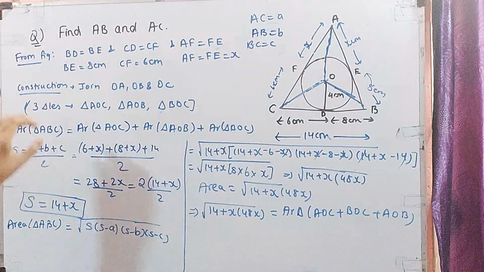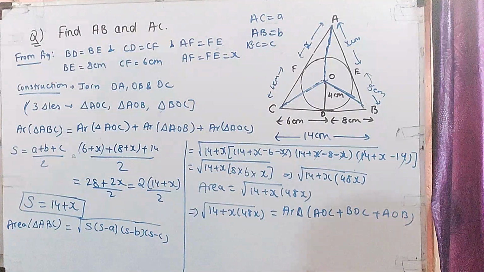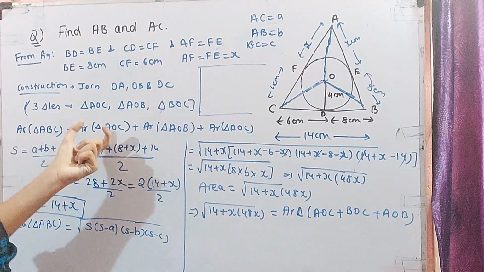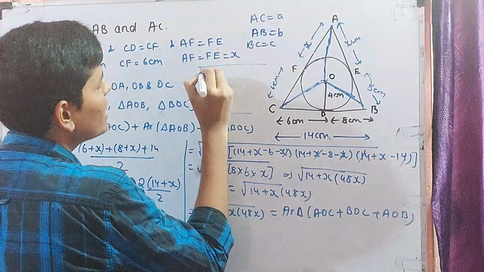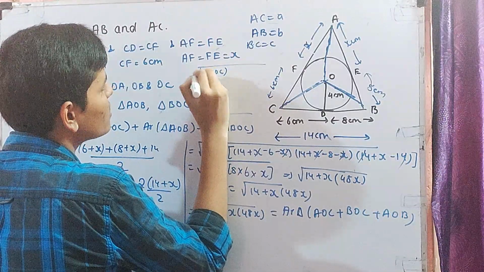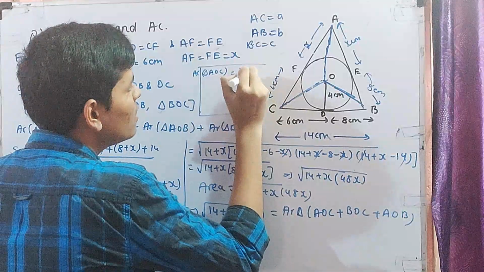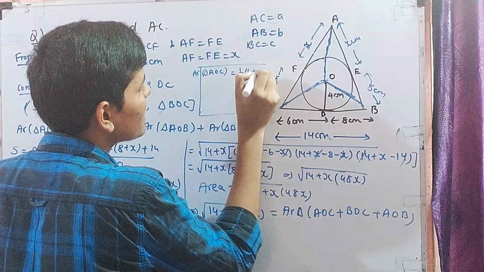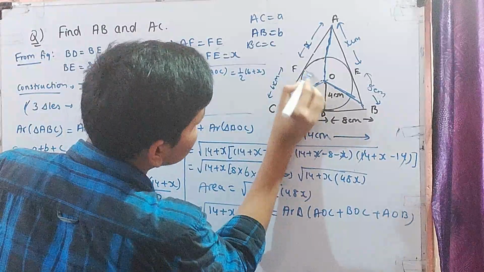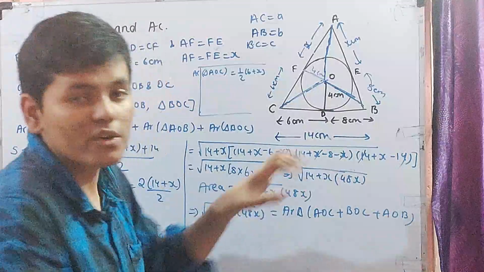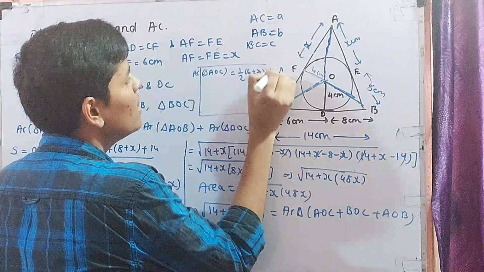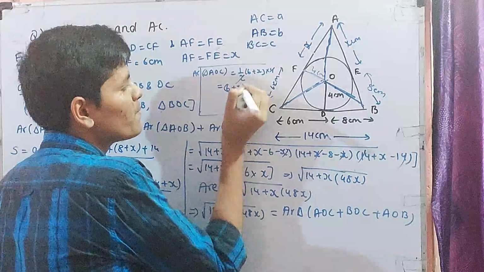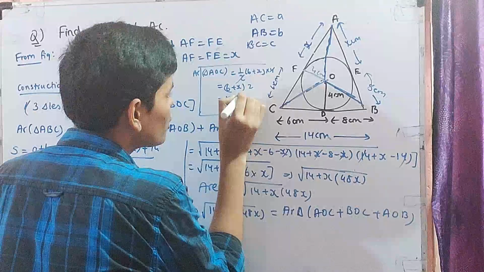Now, how do we write the areas? We know that area is equal to half into base into height. So when you are taking area of triangle AOC, in triangle AOC the base is 6 plus X, into, here height, what is the height? This is the height, 4 cm. Why is it 4? Because the radius is 4 cm. So into 4. Hence we will get area of triangle AOC is equal to (6 plus X) into 2, that is 12 plus 2X.